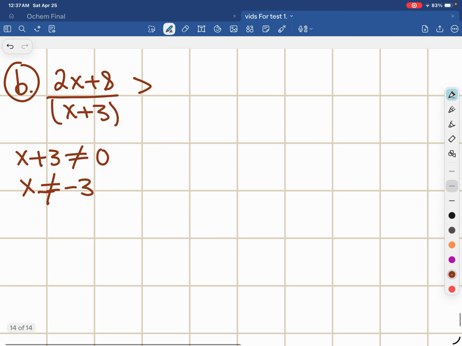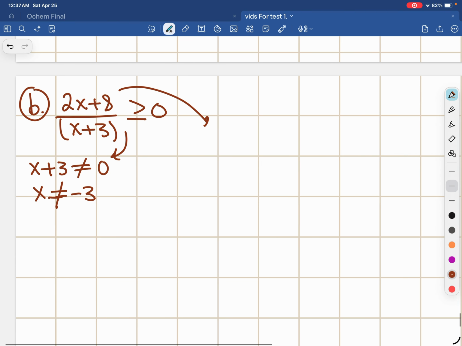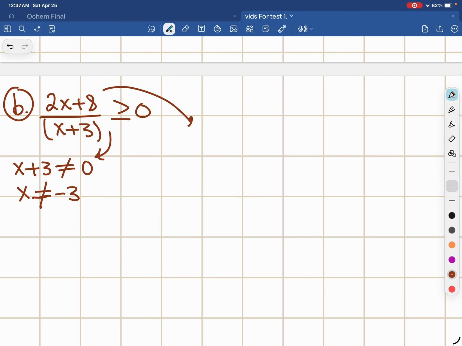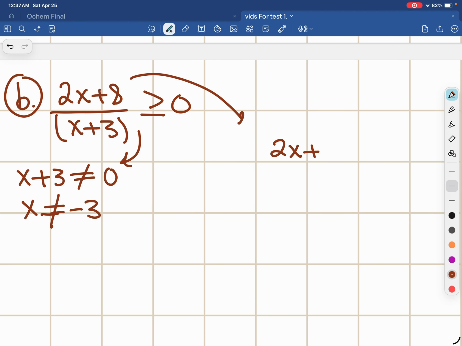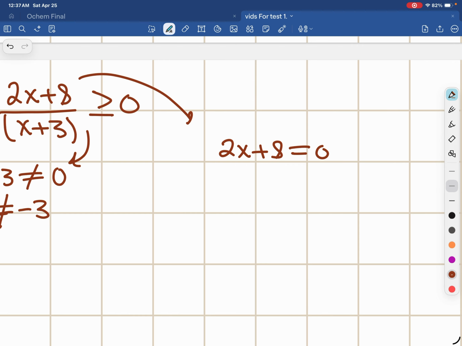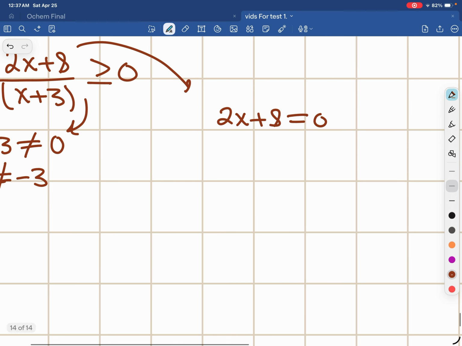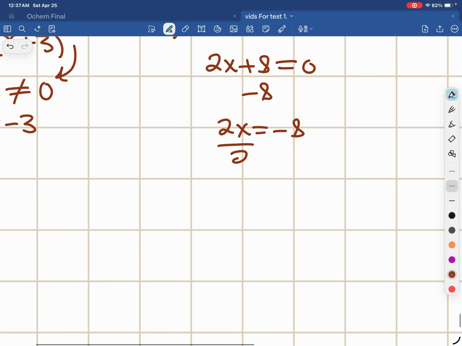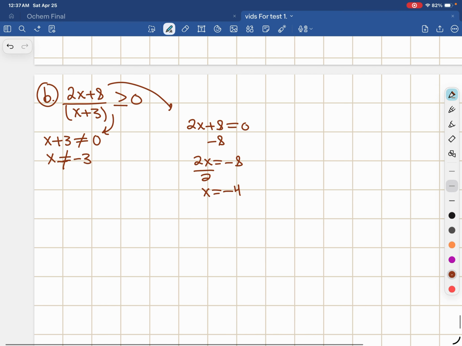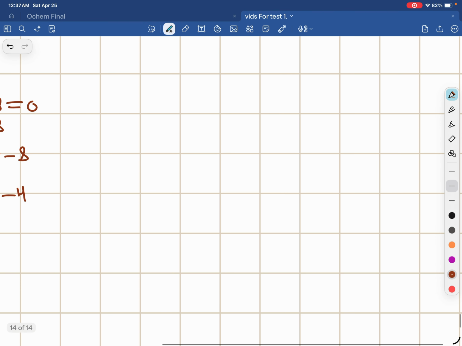Now we're going to look at our top value. So this will be our bottom value. But let's finish the problem. So this can be greater than or equal to 0. Remember, this is incredibly important. So we're looking for things greater than 0, so the positive terms, but we can also include 0. So the majority of our points, excluding negative 3 because it's a restriction, will be positive and will be included. So we are going to have 2x plus 8 equal to 0, and we're going to solve accordingly. So minus 8, so we should have 2x is equal to negative 8, divided by 2, x is equal to negative 4.